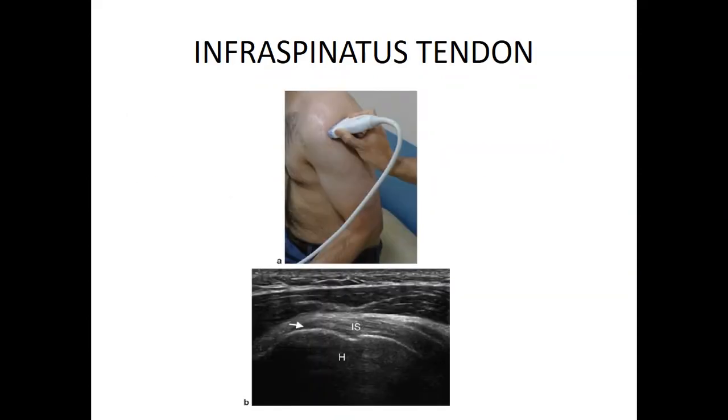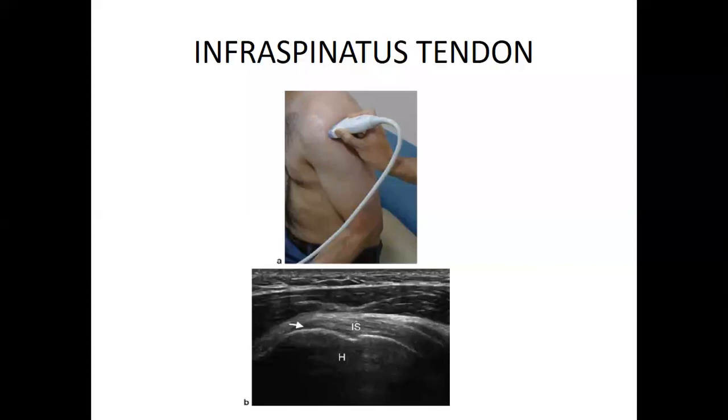What is the key message in terms of the compartments? We have to know that we've got 4 compartments that we are supposed to follow whenever we are examining the shoulder joint. The anterior compartment, where you see the bicipital groove. The anterolateral compartment, this is where you see the subscapularis tendon.